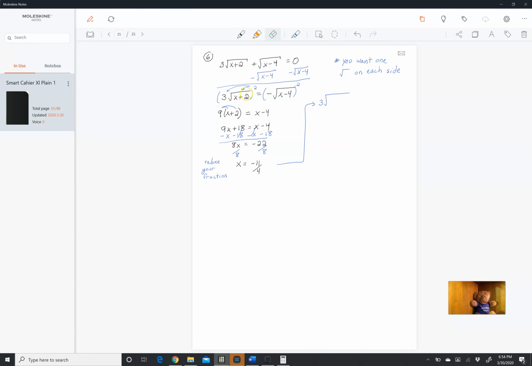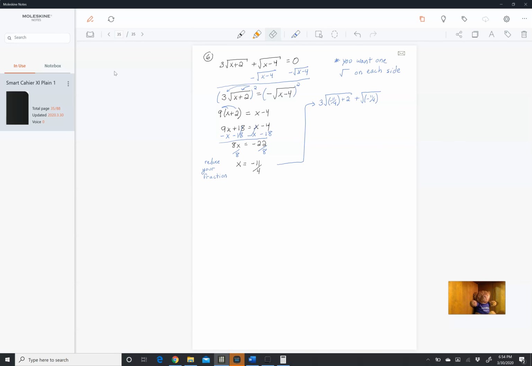Okay, don't even plug it in before you square it. Plug it into the very top one. So we have 3 times negative 11 over 4 plus 2. And yes, this one is a little bit more annoying because we have fractions and we don't like fractions. But you're going to do it anyway.